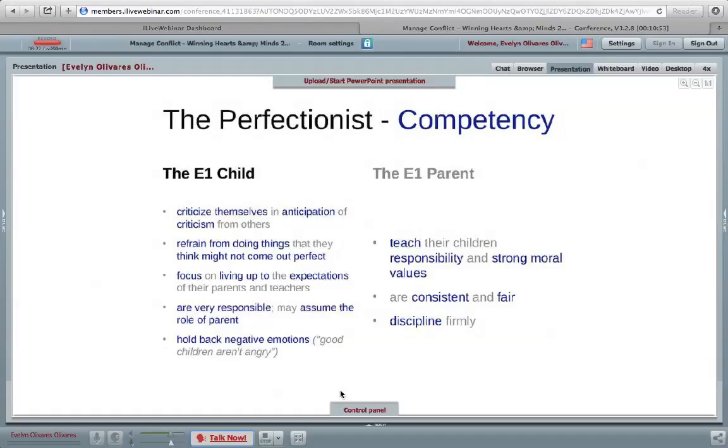The perfectionist, as a parent, teaches their children responsibility and a strong moral code, strong moral values. They're consistent and fair, and they discipline firmly.